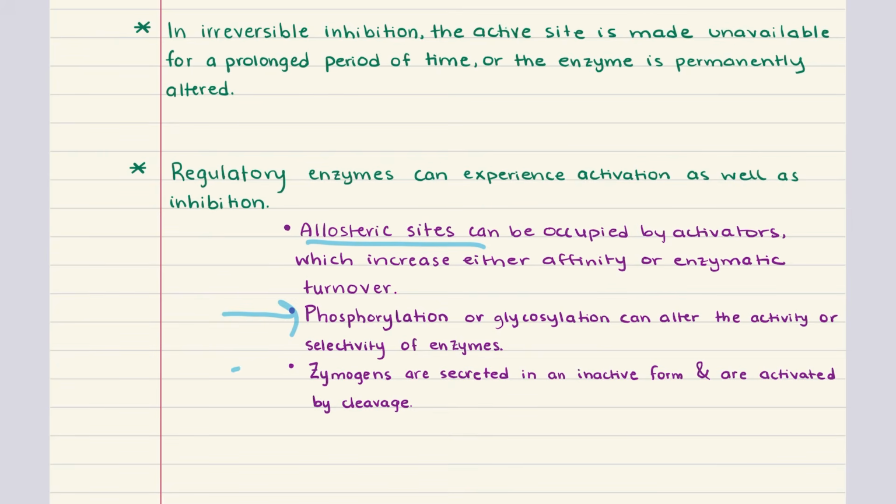Finally, some enzymes are produced in an inactive form called zymogen. These are activated only when needed, usually by cleavage of part of the protein. And this is a way of storing potentially dangerous enzymes in a safe form until the correct time or location arises. And with that, we're at the end of our enzyme chapter.